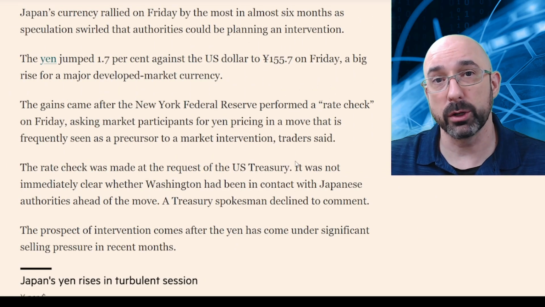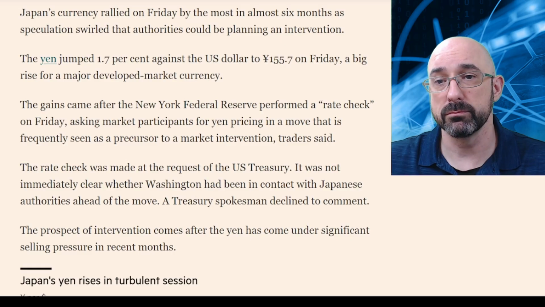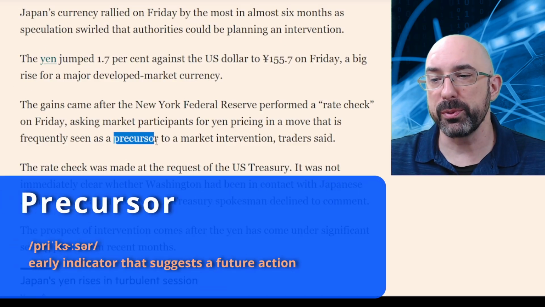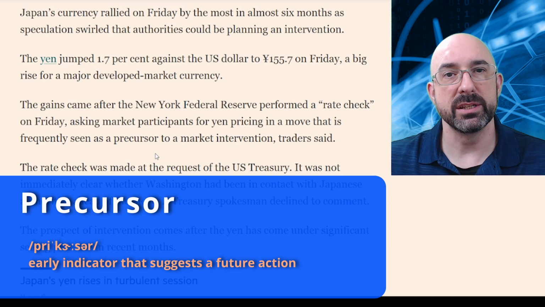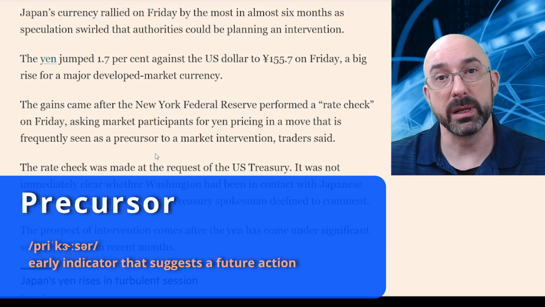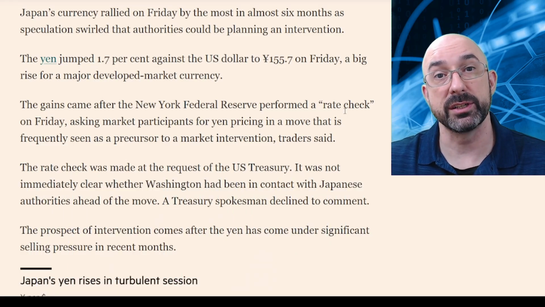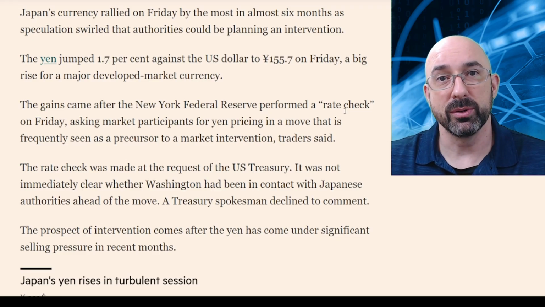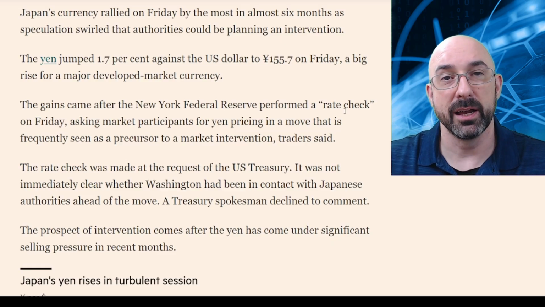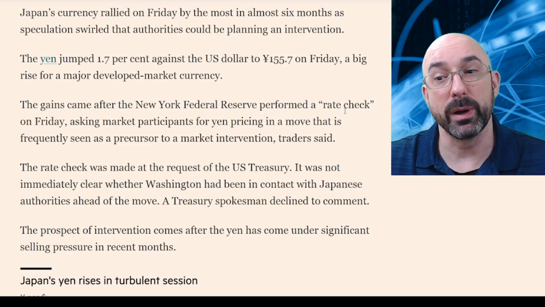Now, a few other vocabulary words in this paragraph that are very interesting. We talked about speculation. We have the word precursor. Precursor means something that happens before something else. So pre means before, and cursor is a movement, right? So in this case, a rate check is a precursor to an intervention. It happens before another action. When you have the rate check, people start acting, markets start moving. Again, when a government makes a huge purchase, there is a significant action. The market reacts in sometimes very predictable ways.